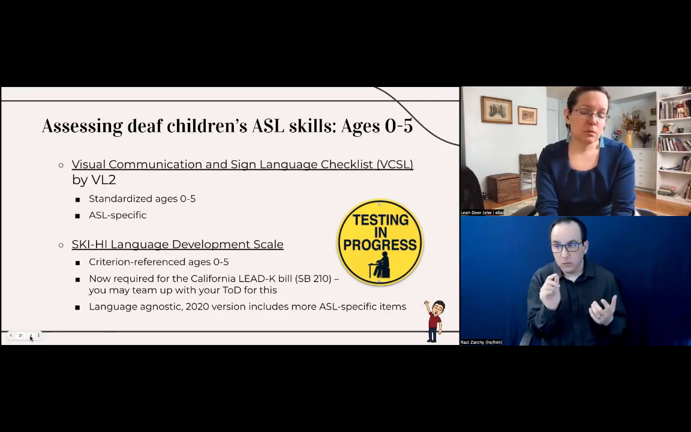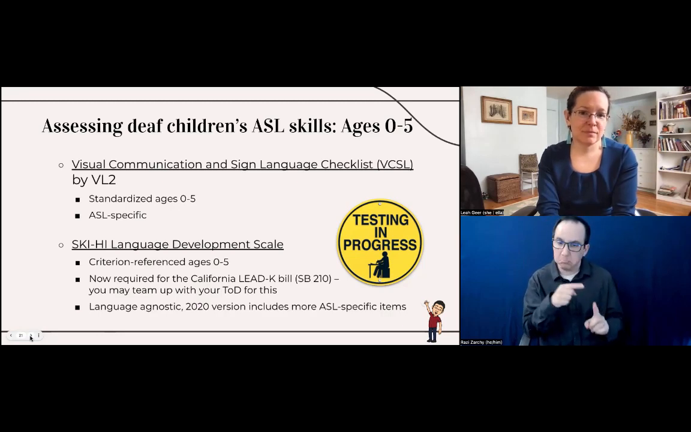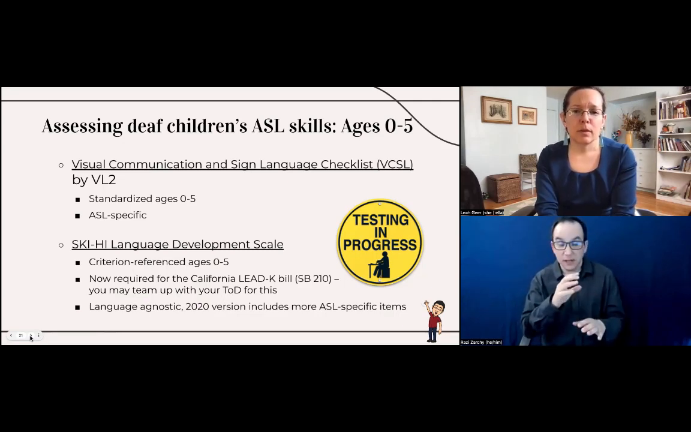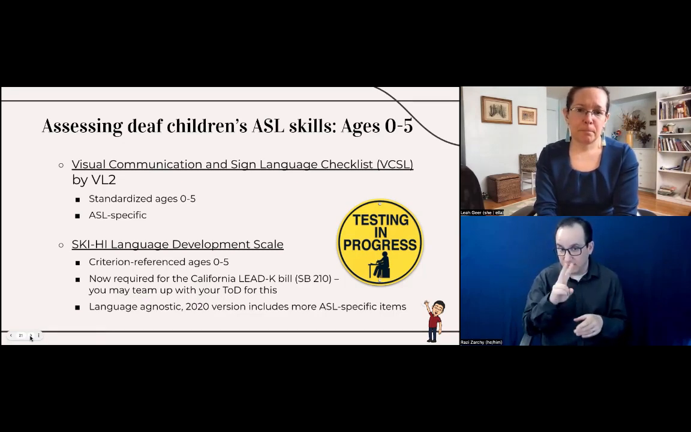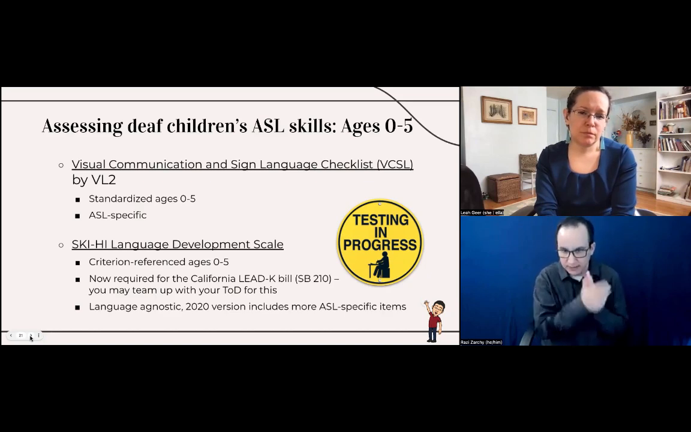If you have a child who has been exposed to ASL, some or a significant amount of ASL from birth to 5, this may be a good choice in terms of assessment. It's interesting, as recent research shows, with this age range for VCSL, it seems to be a great match. And it works and it shows specific skills for this specific age range for ASL.